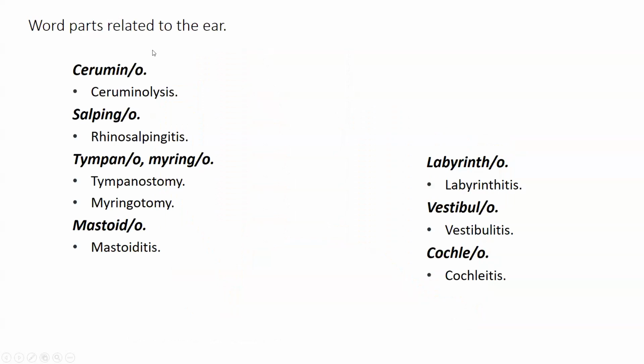So cerumino means wax, and that is earwax. So ceruminolysis is the breakup of that earwax. As I mentioned before, the salpinx is the eustachian tube, so salpingo refers to the eustachian tube. Rhinosalpingitis is an inflammation of the nose, rhino, and the eustachian tube. This root, salpingo, is context specific because in the female reproductive chapter, salpingo is going to refer to the fallopian tubes.